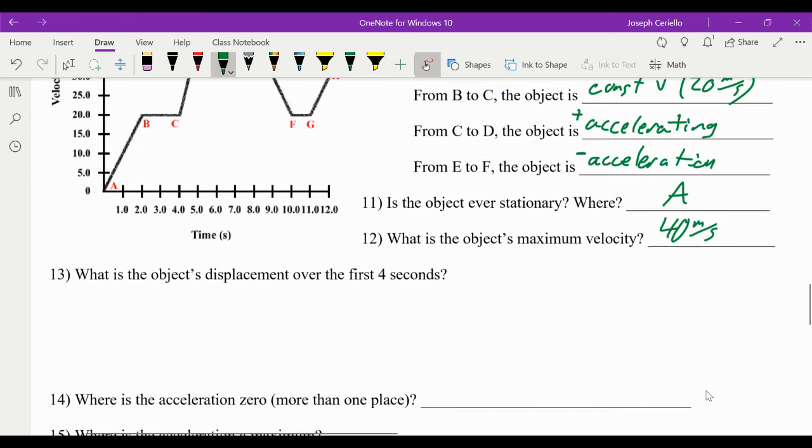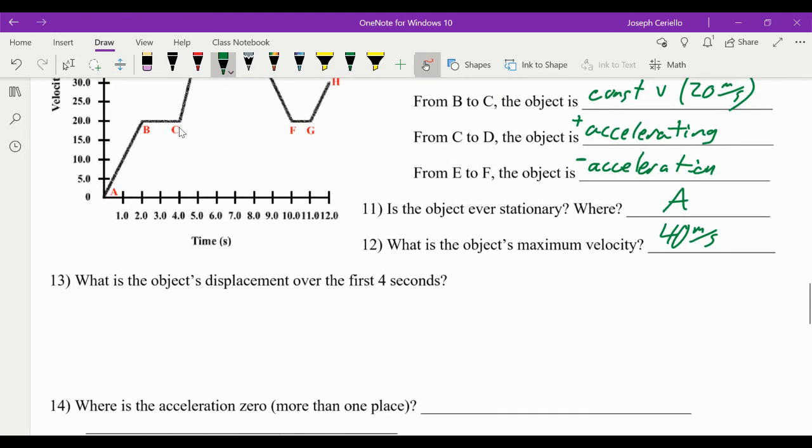What is the object's displacement over the first 4 seconds? So we need the displacement from here up to this point. We need all this in here. There's a few ways to do this. We need to find the area. There's 2 ways to do that. You can find the area of this triangle here, 1/2 base times height, and add it to the area of this rectangle. That can work.